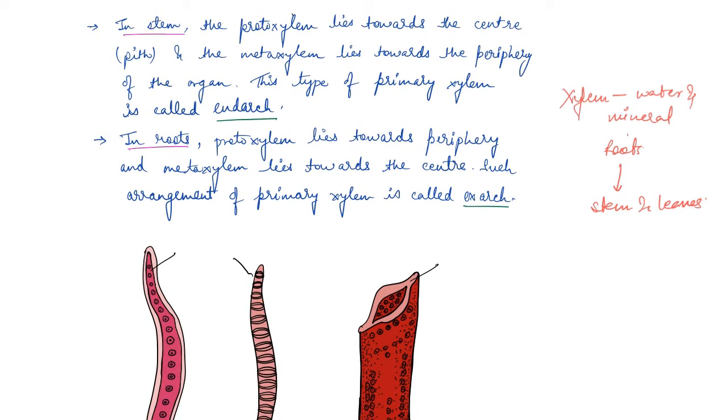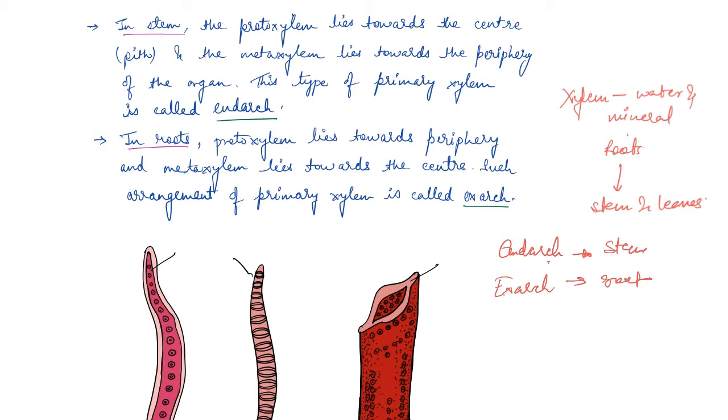Now, what happens in the case of root? In the case of roots, it's basically opposite. The protoxylem is towards the periphery and the metaxylem lies towards the center. And this kind of arrangement of primary xylem is known as exarch, right? So, there can be two types of arrangement, endarch or exarch. Endarch is present in the case of stem, and exarch is present in the case of root.